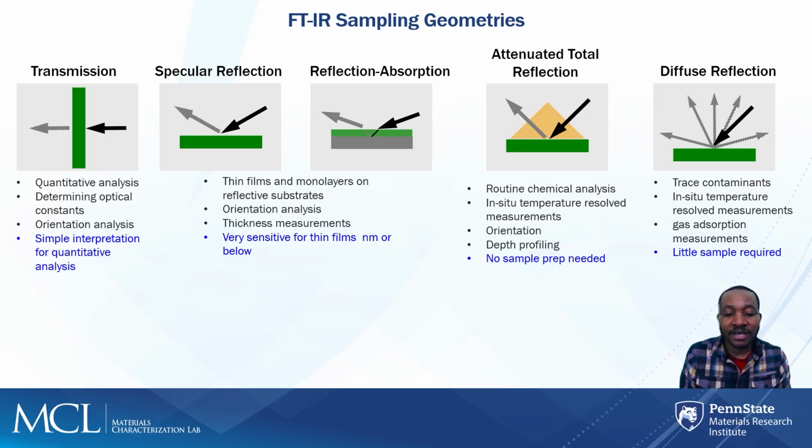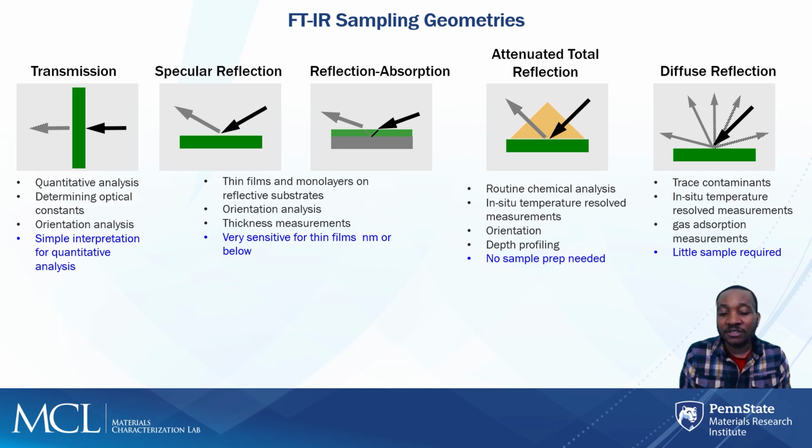And with reflection, we can actually look at things like orientation of samples. We can look at thickness measurements by looking at interference patterns through the sample. So there's lots of information that we can get from these external reflection geometries as well. We can also look at samples using something that's known as attenuated total reflection, and I'll go into more detail about that in the next slide.